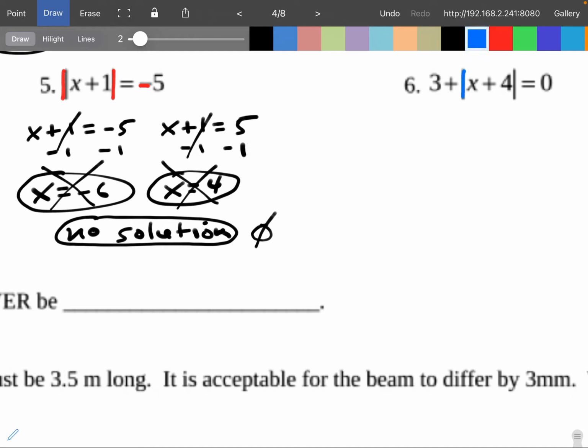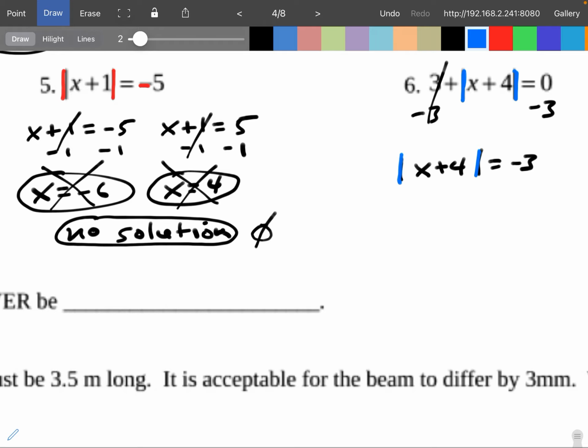So let's look at number 6 over here. What's the first step on number 6? Is this absolute value thing all by itself? No. Now, how do we get rid of the 3? Ryan? Subtract it. Good. So now we subtract 3 on both sides. These cancel out over here. Now we have the absolute value of x plus 4 equals 0 take away 3 is negative 3.